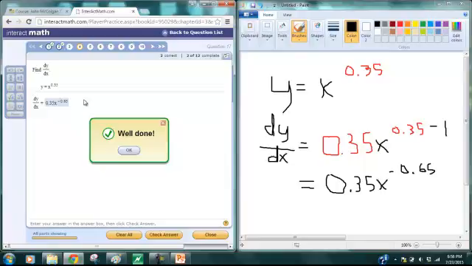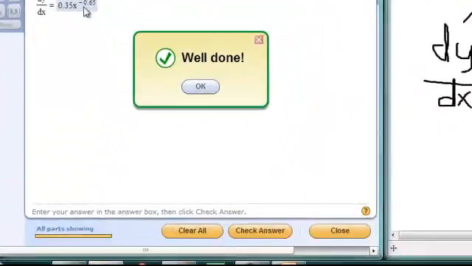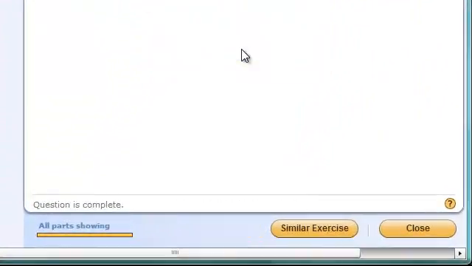So that's it for the power rule. All you got to do, if you have a term with a coefficient of 1, the exponent comes down and becomes the new coefficient. Leave the x alone and just subtract 1 from the original exponent. That's the new exponent. And that's it.